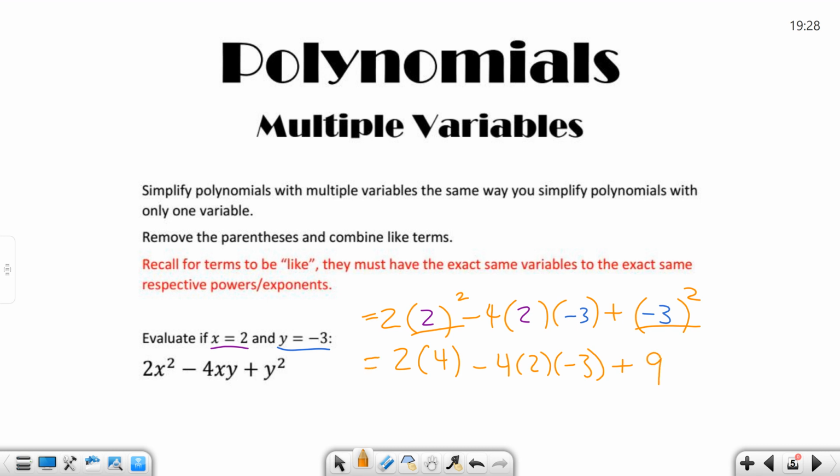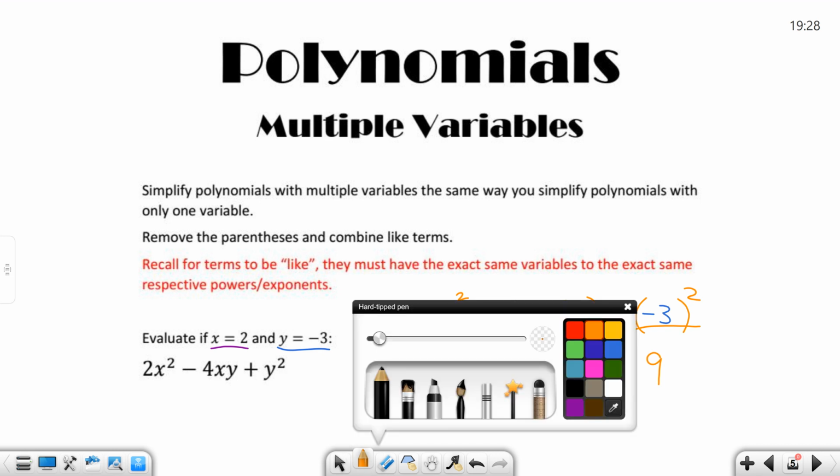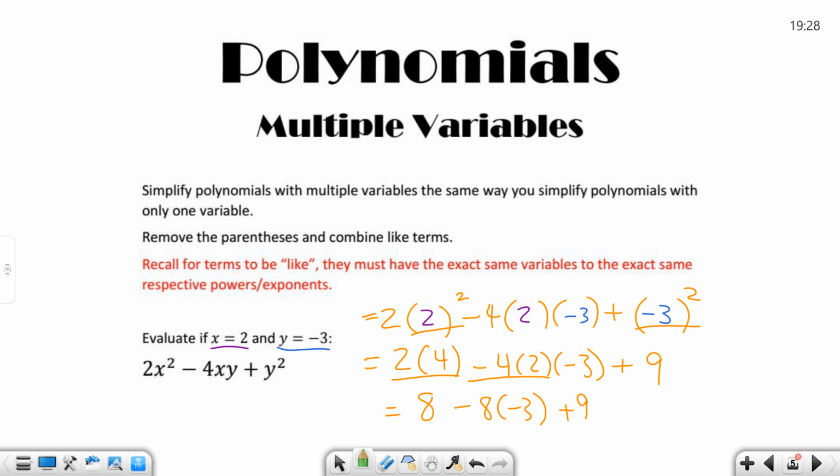Okay? Now I'm going to multiply from left to right as I get to it. So multiply that gives me 8. And then multiply that gives me minus 8 times negative 3 and then plus 9. I have another multiply, so do that next. So I have 8, and I have negative times negative is positive, so that's plus 8 times 3 is 24 plus 9. Put my 8 plus 24 together, and that's going to be 32 plus 9, and 32 plus 9 is 41. Okay? So that final answer there is 41.